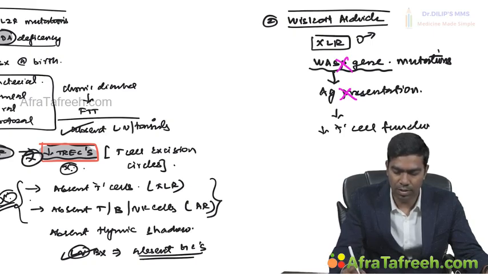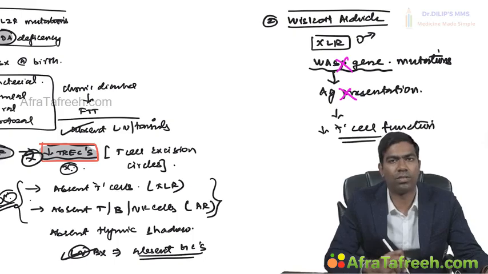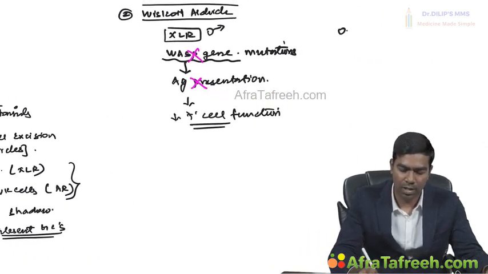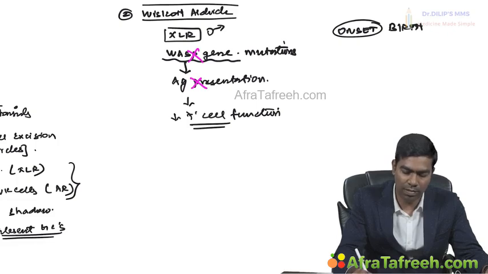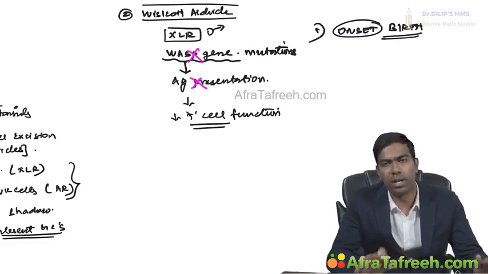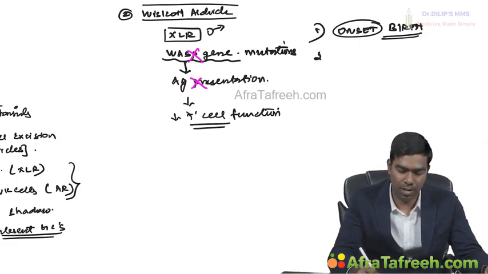If you have reduced T cell function, automatically you will have reduced B cell function also. So reduced T cell function is the key here. So this is the problem in VASP gene mutations. Typically onset will be from birth.